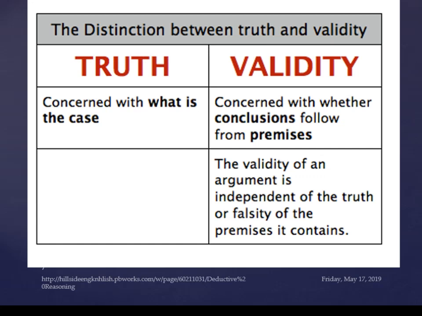And so here's a little table that might help you. Truth is just concerned with what is the case. Scientists are supposed to be, anyway, interested in the truth. They're supposed to be concerned with what is the case. Whereas validity is something that logicians are interested in. They're concerned with whether or not conclusions follow from premises. You might be interested in this as a scientist as well, but then what you're interested in is providing a good analysis, and you have to have a valid argument form in order to do this, especially if you want to make a deductive argument.